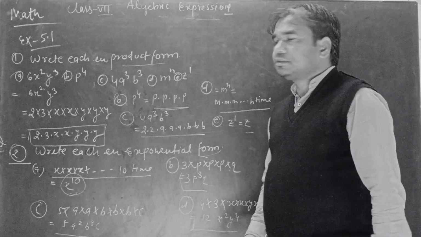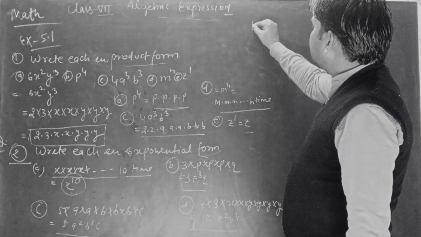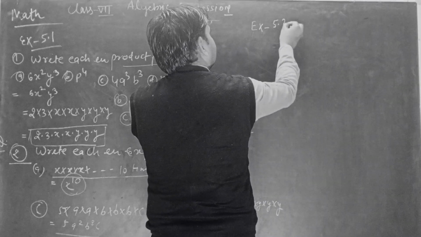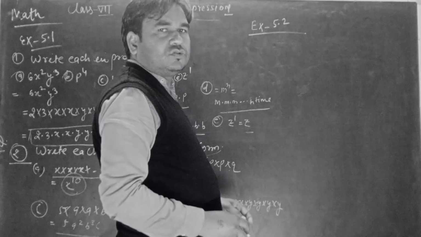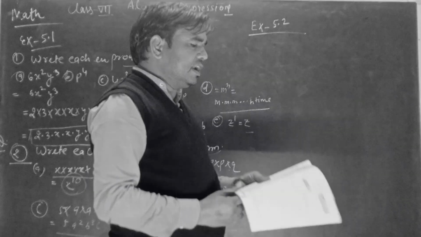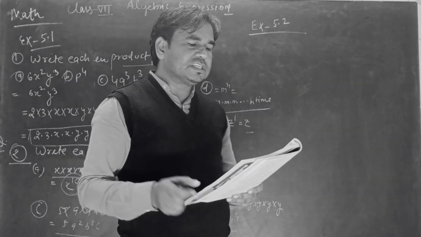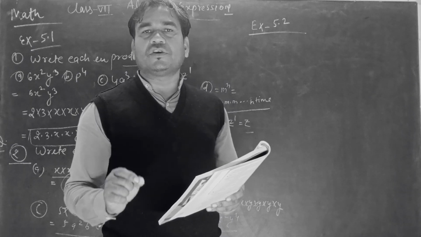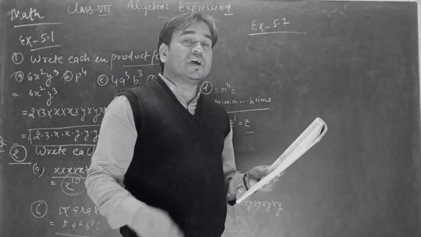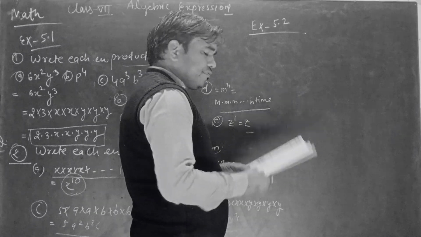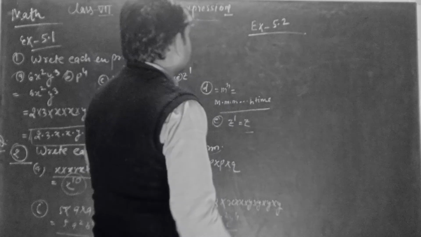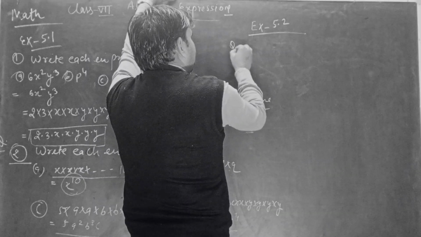Now we take and discuss exercise number 5.2. So here students, exercise 5.2 we discuss. In exercise 5.2 you see students, write the algebraic expression of each of the following. This is question number 1. The number z multiplied by itself. So here you see the question: z is multiplied by itself. So this is question number 1.